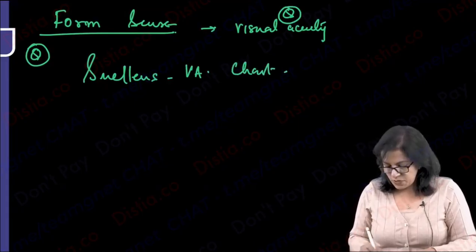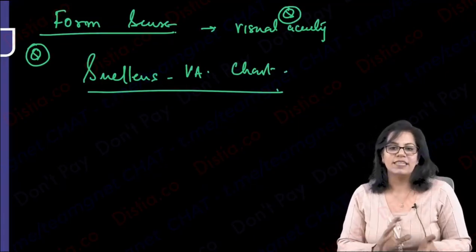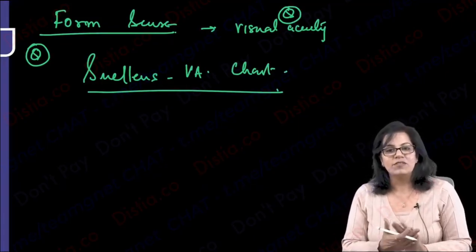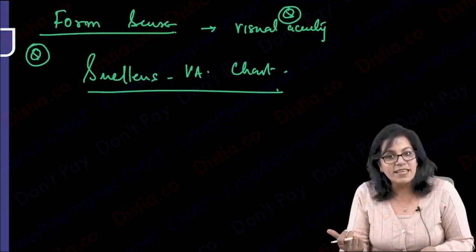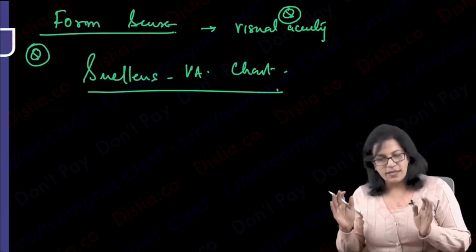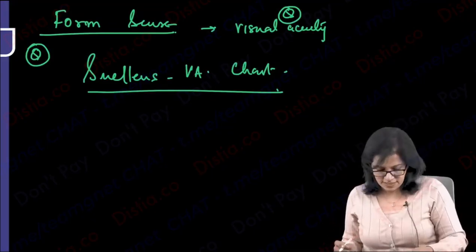And I think I also taught you that whatever central vision we are checking, it is through visual acuity checking. The central visual measurement is nothing but visual acuity measurement, right? So let's look at the Snellen's chart, and we have to study it in and out.